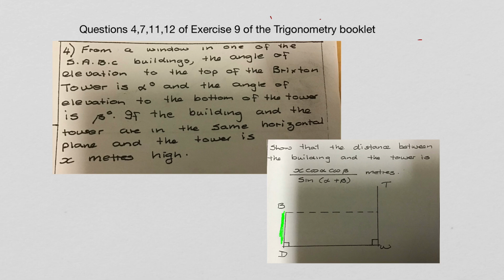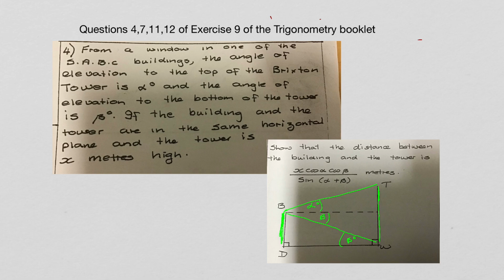And it says the angle of elevation to the top of the Brixton Tower. So this is the tower, TW. And the angle of elevation to the top of the Brixton Tower is alpha. And then it says the angle of elevation to the bottom of the tower. It really should say angle of depression. It would be much better to say angle of depression to the bottom of the tower. So it should be that one. That is also beta there because those are alternate angles.